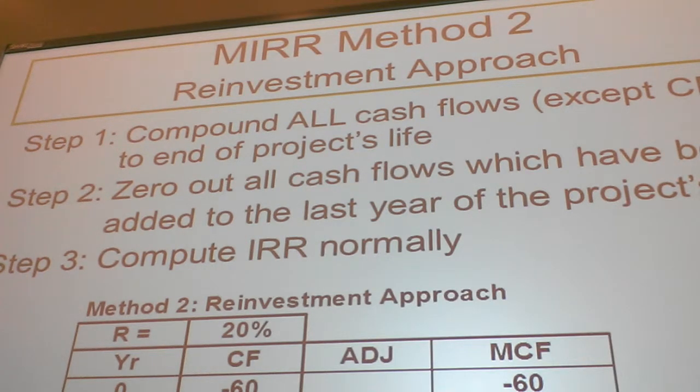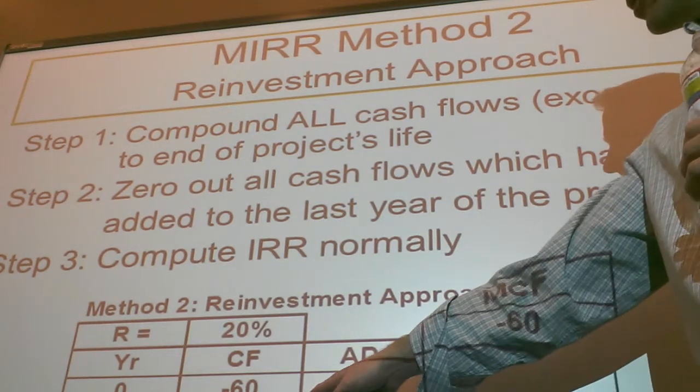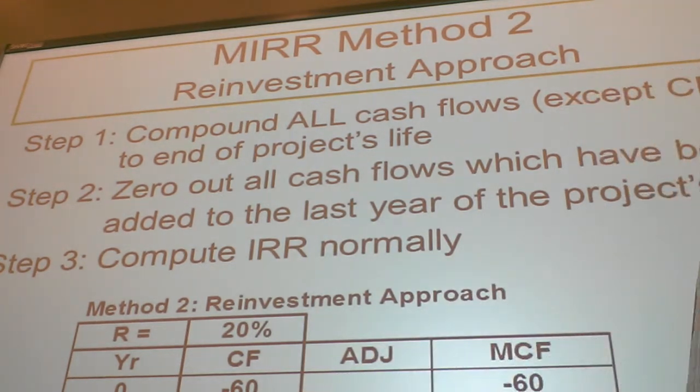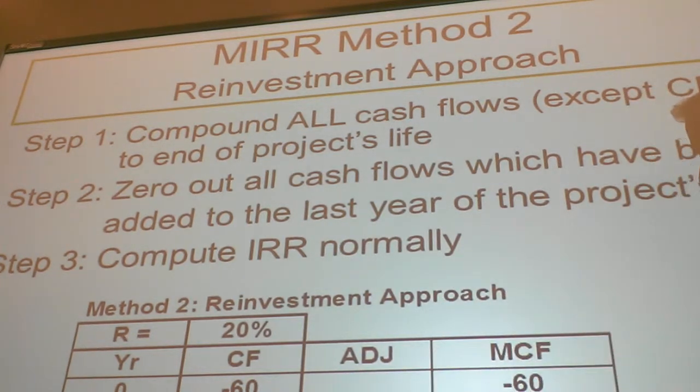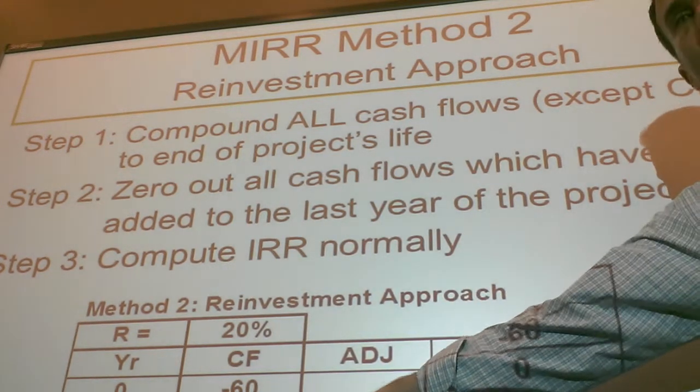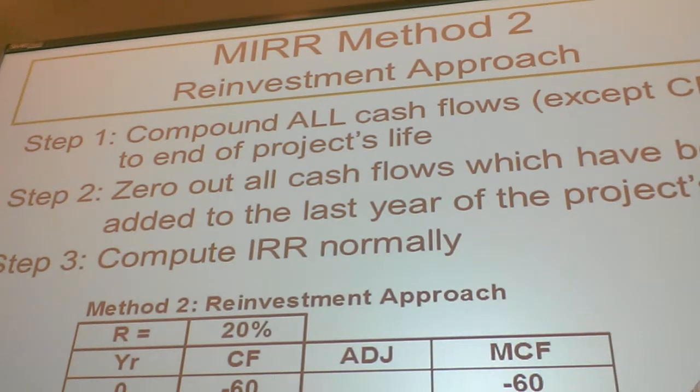The reinvestment approach, you compound rather than discount. You compound all cash flows to the end of the project's life. You zero out all cash flows which have been added to the last year of the project's life, and you compute IRR normally. So this is the opposite. Here you're actually compounding forward the positive cash flow that occurs in year one, which comes to 186. Less that 100, you get 86 over here, and you do the IRR for that, and you get 19.72.